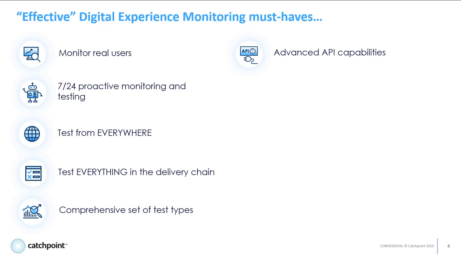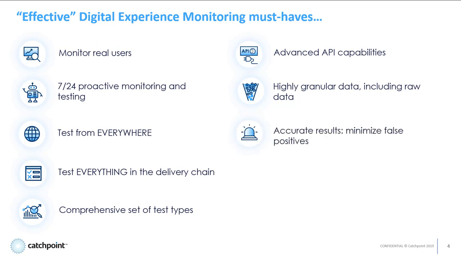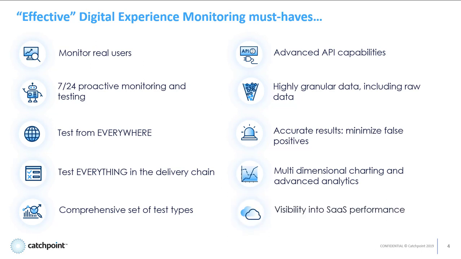The data you do collect must be complete and granular. You don't want aggregated data, as this is to guarantee you'll miss something. Having this raw data ensures you'll have accurate results and minimize any false positives. Of course, this requires big data, and digging through this can be daunting, so you must have advanced analytics and charting capabilities to make this data usable. And finally, you must be able to do all of this within the SaaS world, as this is probably the biggest blind spot of all.